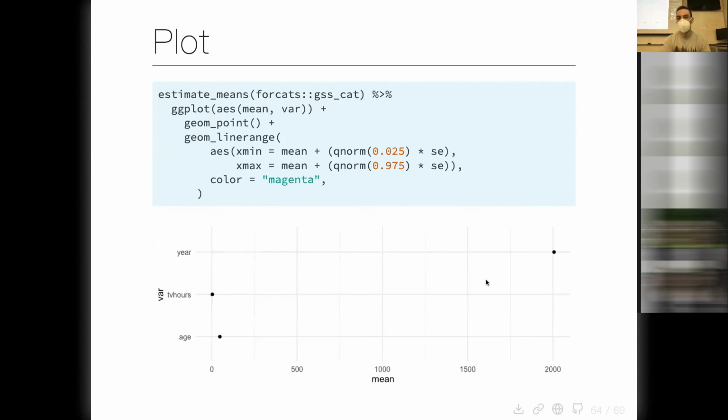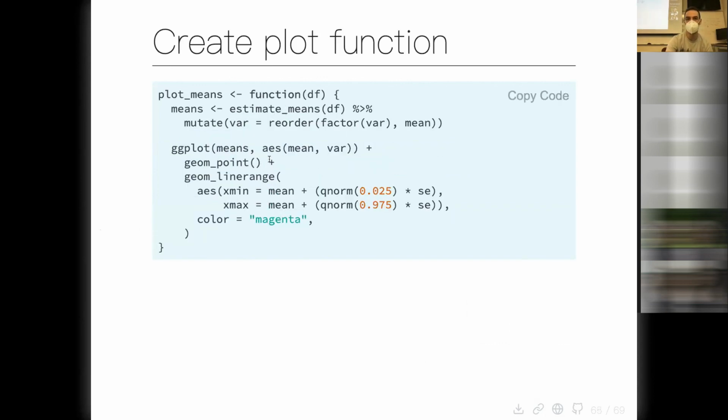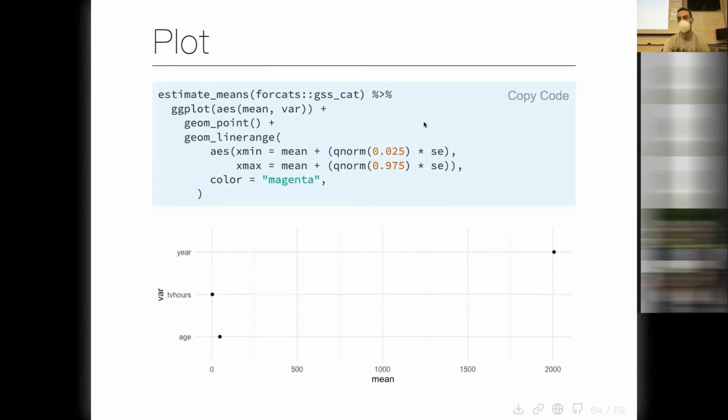From here, we can use it to create some plots. I've used this geom_linerange here, but it's so tiny that you can't even tell. It just looks like the point. But here's one example. From here, we could generalize this also to a function.